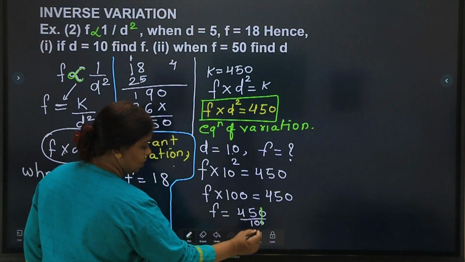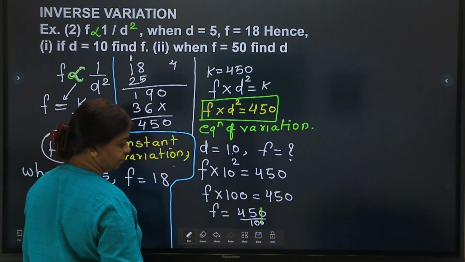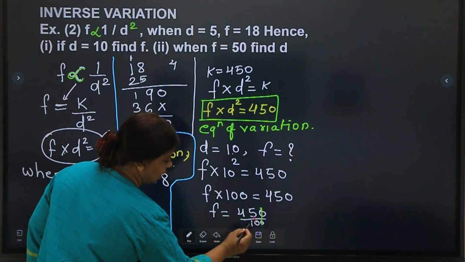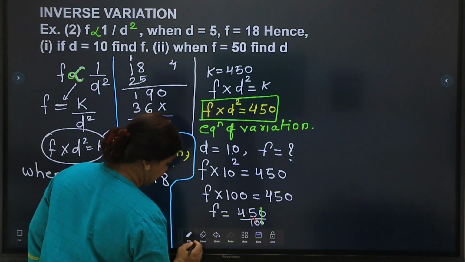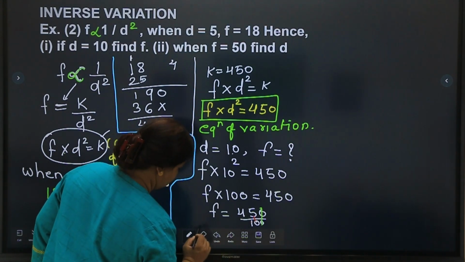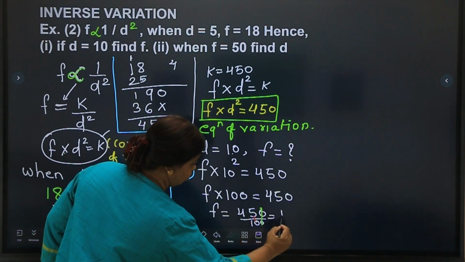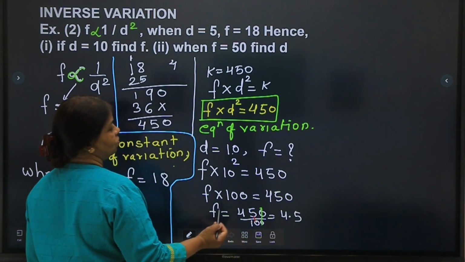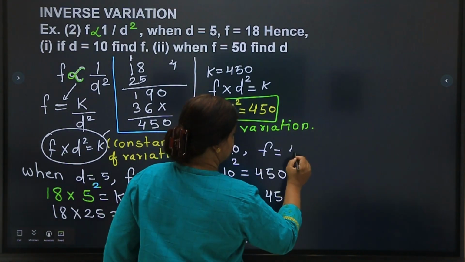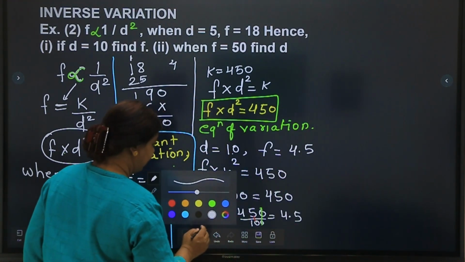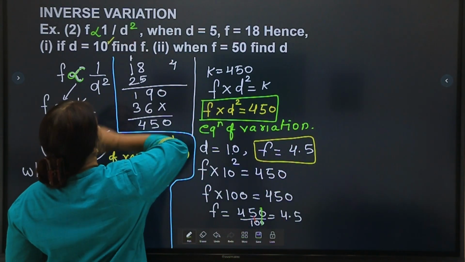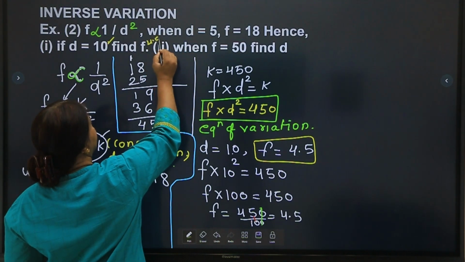This 0 and 0 get cancelled. 45 upon 10. 45 upon 10, 0 and 5, and the point will be here. So you will get 4.5. So we got the value of F, which is equal to 4.5, when D is equal to 10. When D is equal to 10, F is equal to 4.5 we got.